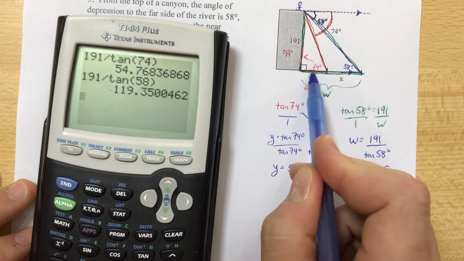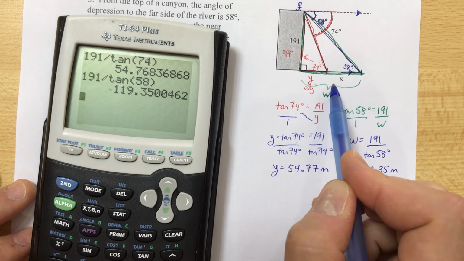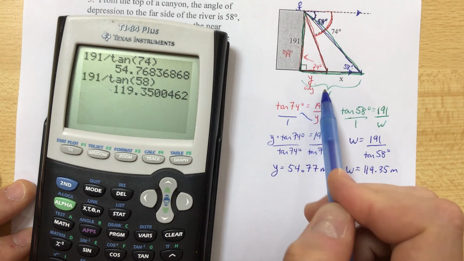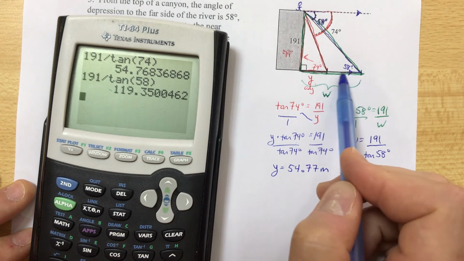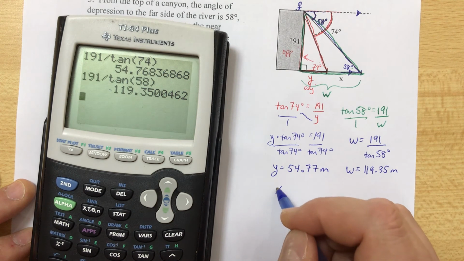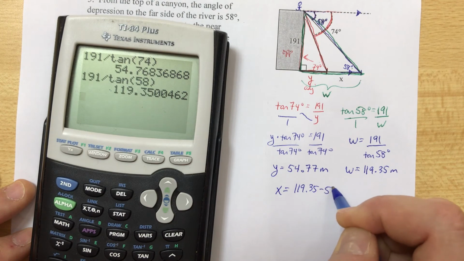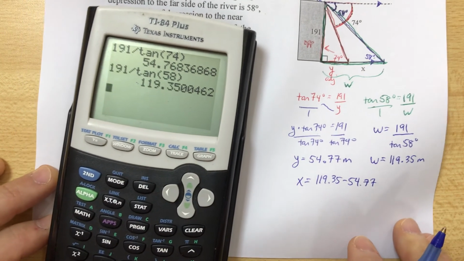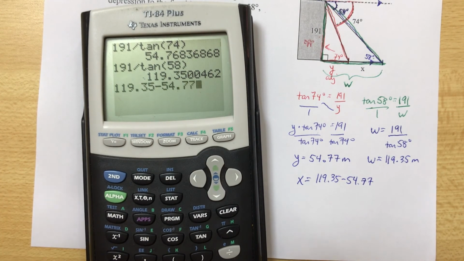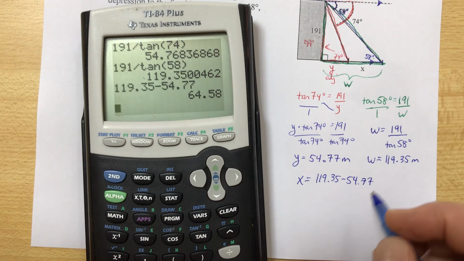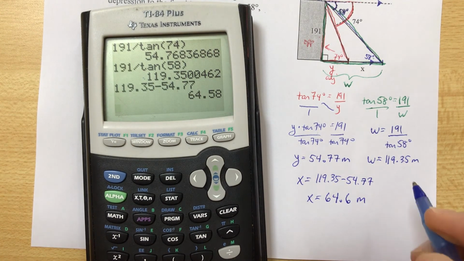Okay, so what we've got here, we've got the whole distance, W is 119.35. We have this piece, 54.77. If I subtract those, this is segment addition postulate. If you add the parts, you get the whole thing. I can take the whole thing, subtract this part, and what I'm left with is the other part, x. So x equals 119.35 minus 54.77, and we get 64.58 or 64.6 meters.